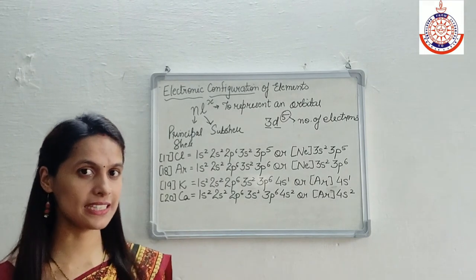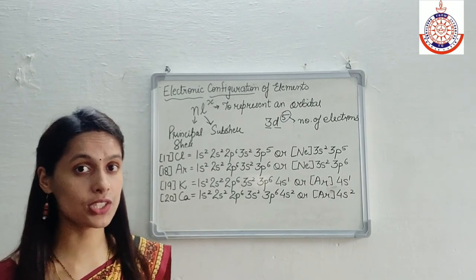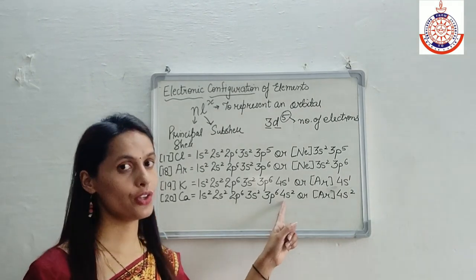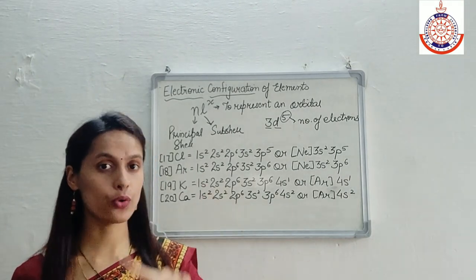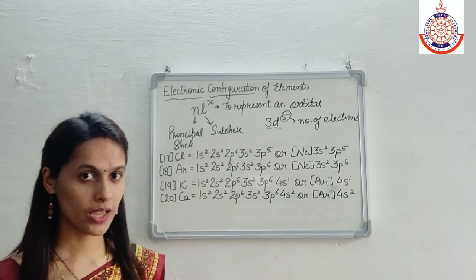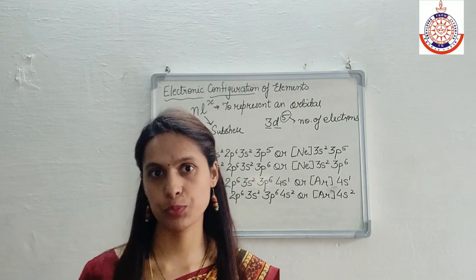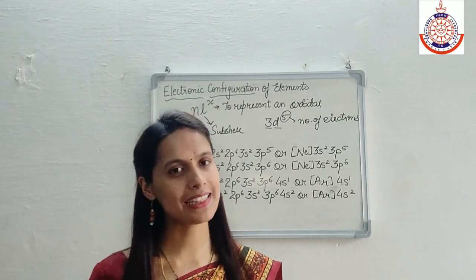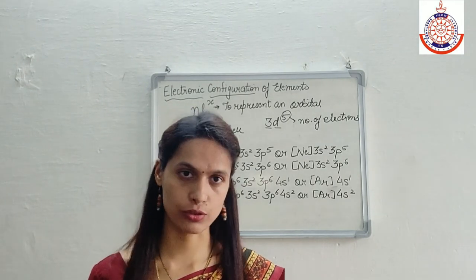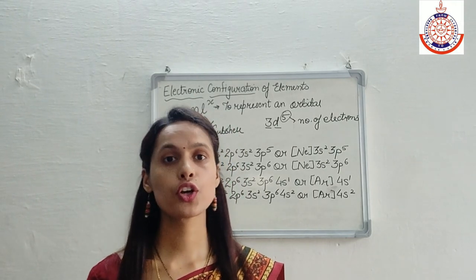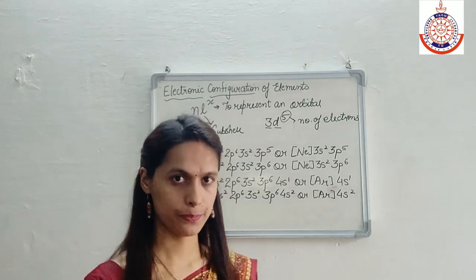Though 3d is in the third shell, still due to the lower energy of 4s, the electron first fills 4s and then 3d. Now here we have two exceptions, and these two exceptions are also important. These two exceptions are the electronic configurations of chromium and copper.